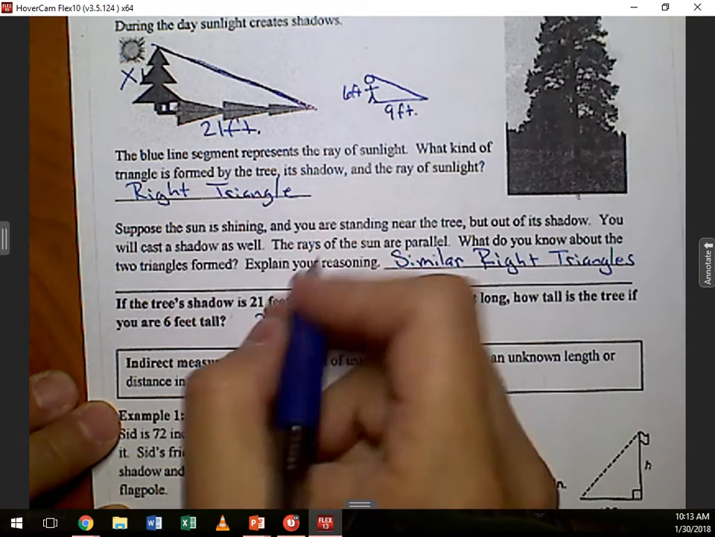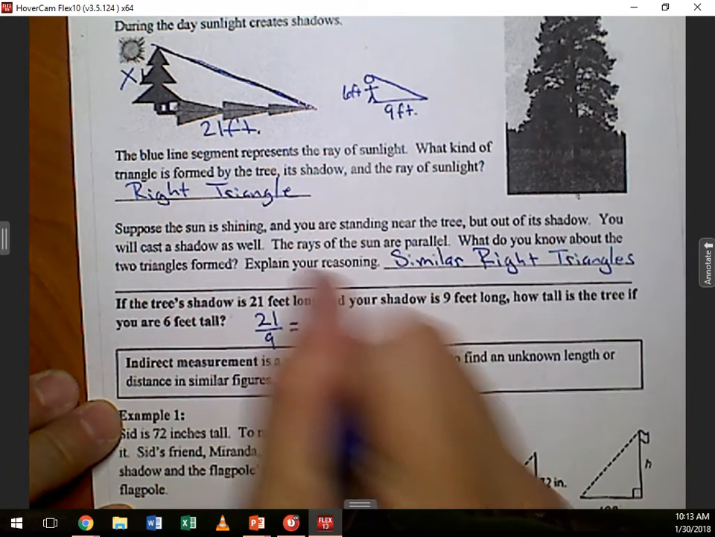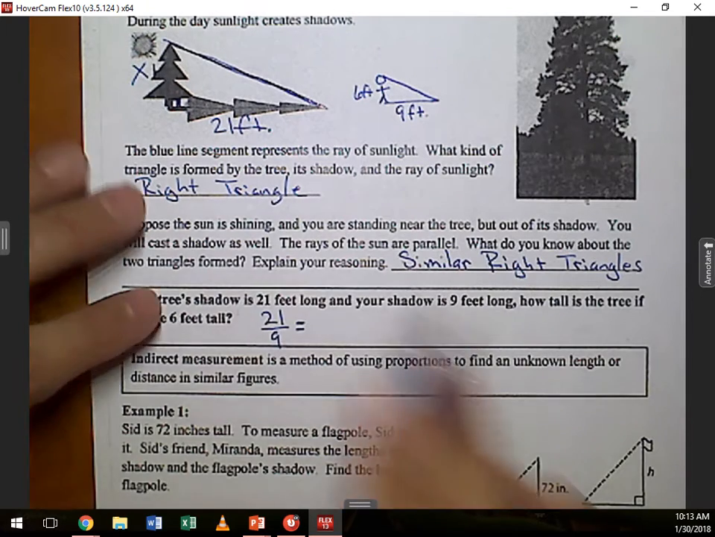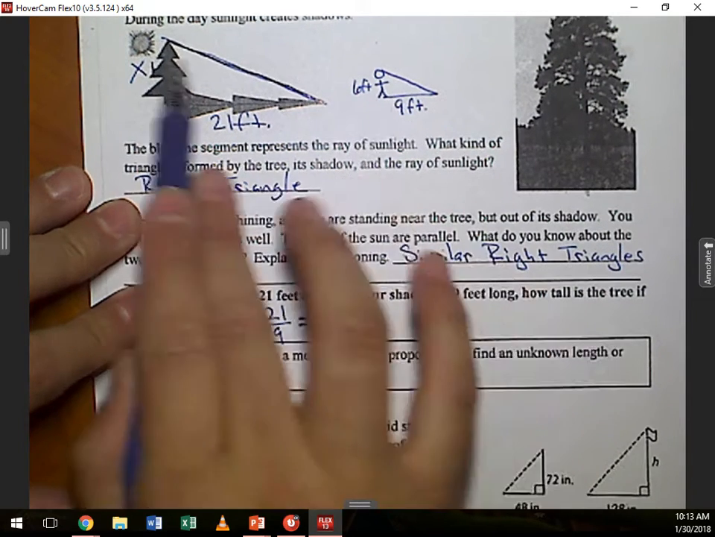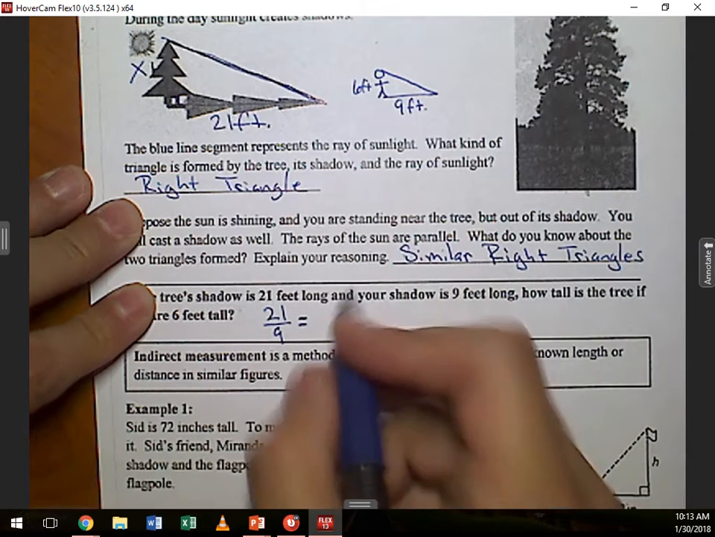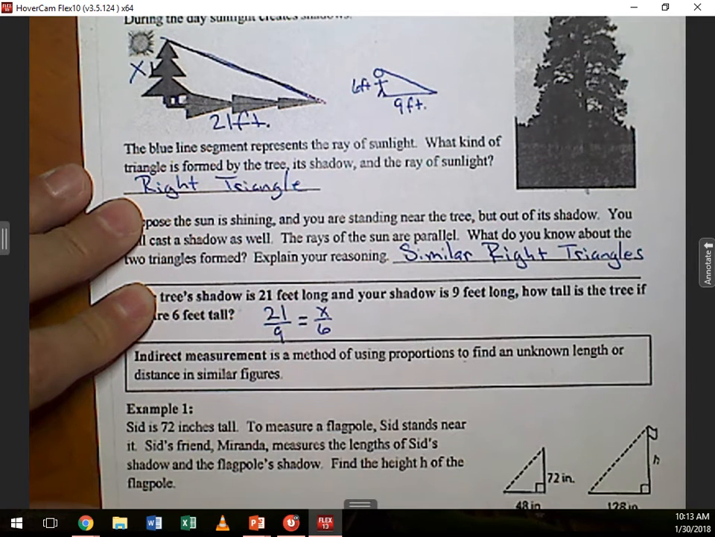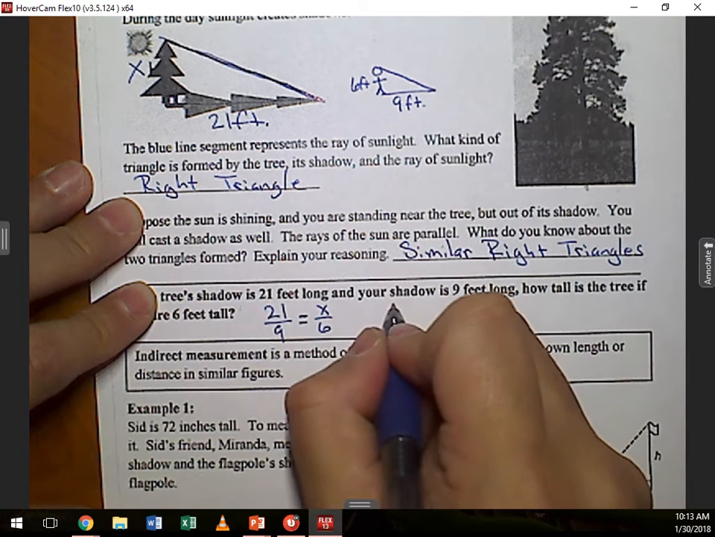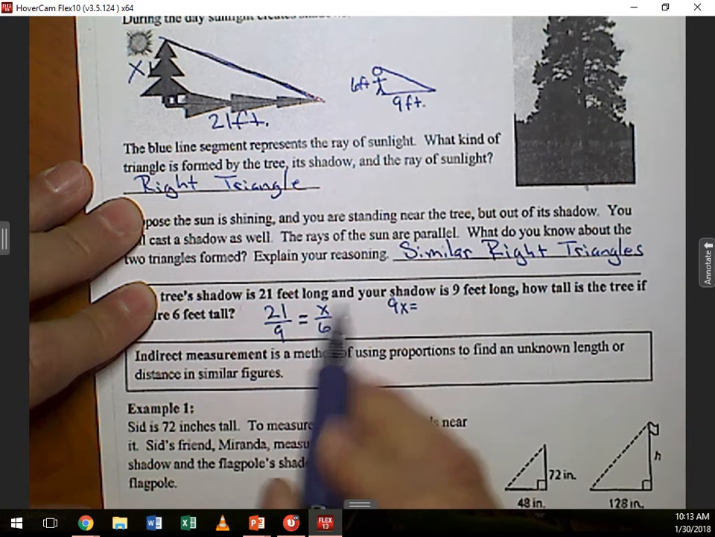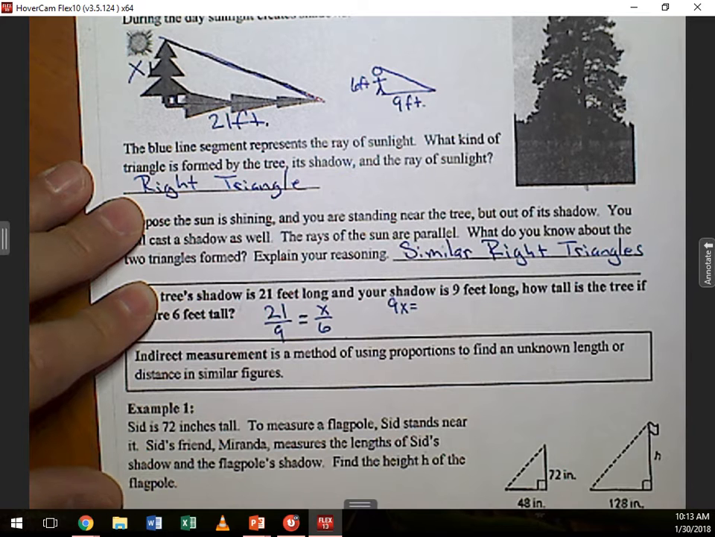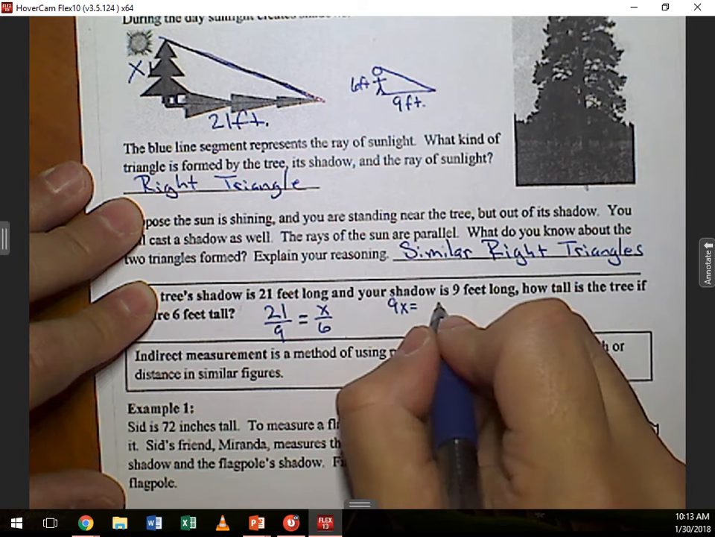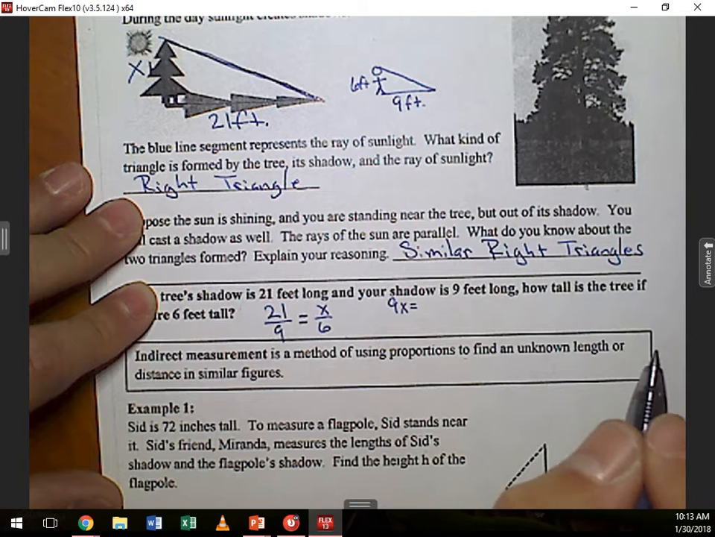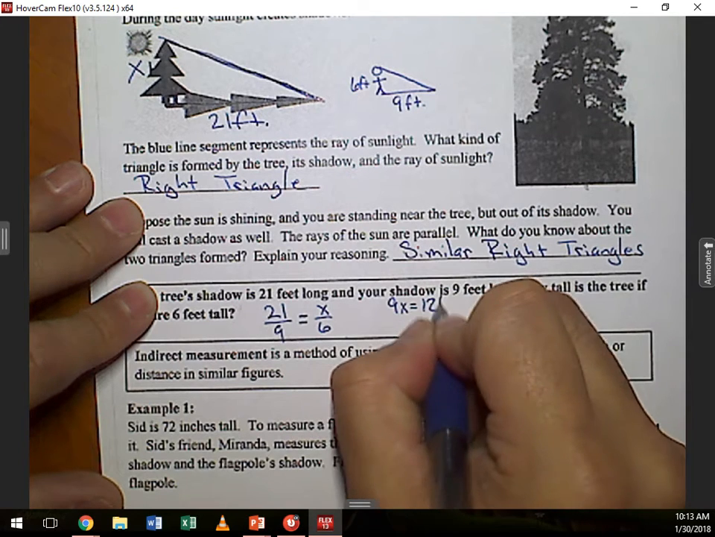Now that's going to be equal to, because it's similar, what goes on top of the next part right here? x over 6, very good. Those are my next pair of corresponding sides. I do my cross products, and I get 9 times x, which is 9x, equals 21 times 6. You have that 126, very good.